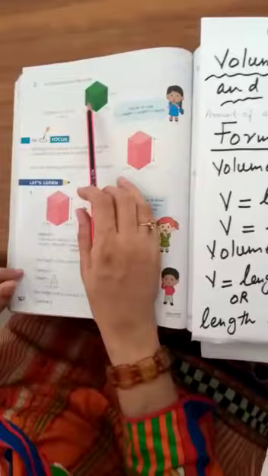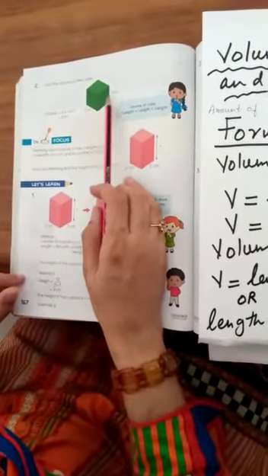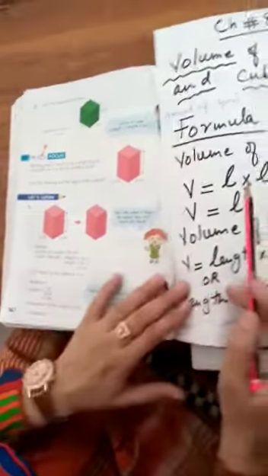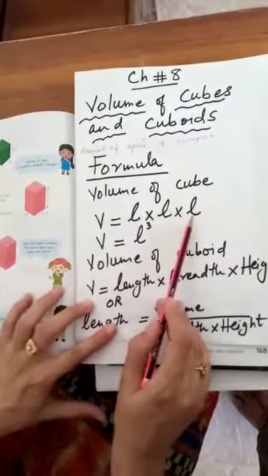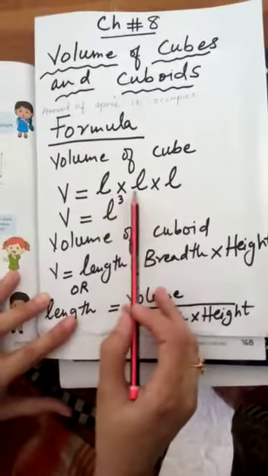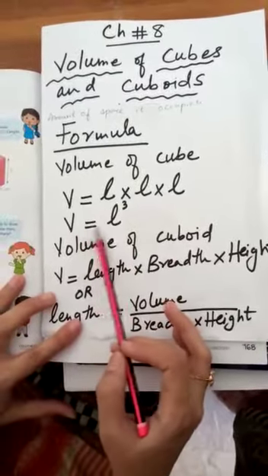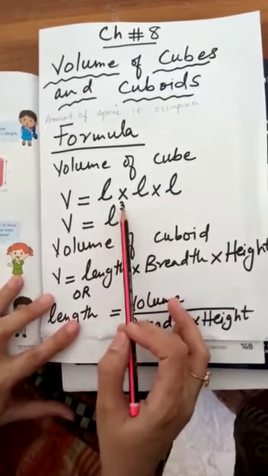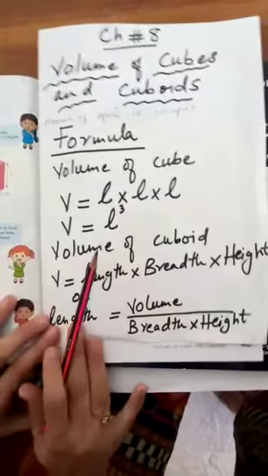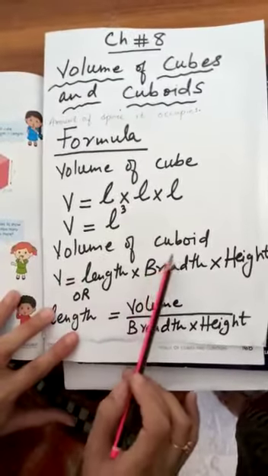When you talk about the cube, it has the same length, same width and height. That's why the formula for the volume of a cube is length multiplied by length multiplied by length, because all these things are the same. When you multiply these, the volume formula will be L cube. L³ means L cube. So this thing you have to remember.